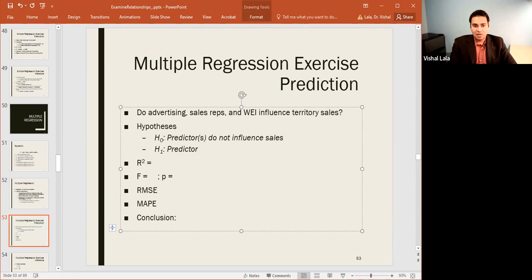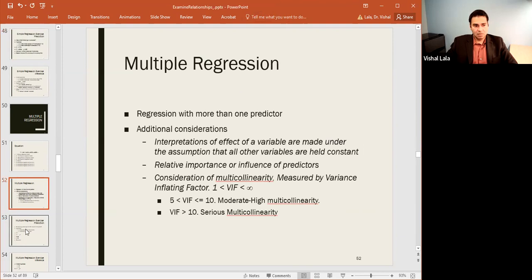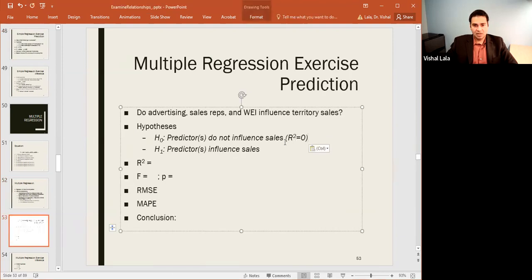The alternative is that predictors influence sales. That writing the R squared out was really painful, so I'm going to copy that from the previous slide. And that's the same as this. Now, here our predictors are, we don't have just one this time because we're running multiple regression. These are going to be advertising, sales reps, and WEI.